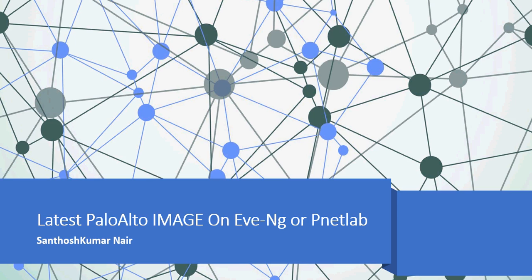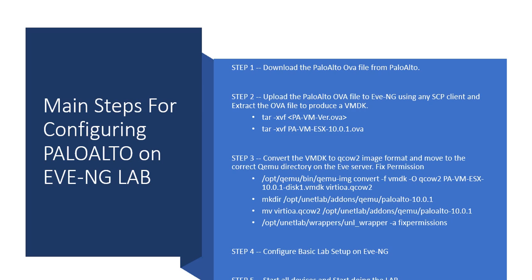All the learning labs, or to say all our network implementation projects, are divided into major milestones or main stages, steps. Similarly, we can say that there are 5 steps to configure a Palo Alto image on EVE-NG. The first step is to download the Palo Alto OVA file from the Palo Alto support website. The second step is to upload the Palo Alto OVA file to EVE-NG using some SCP client, like the SolarWinds SCP client, or we can use WinSCP. Extract the OVA file and produce a VMDK.